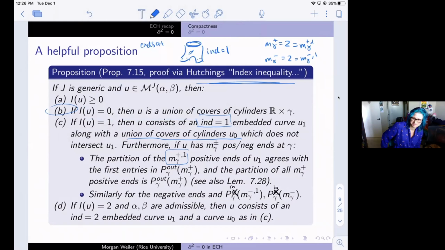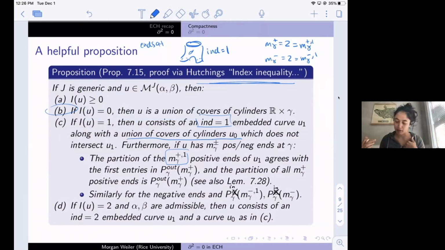Okay, and so if I have an index 2 curve, then I have basically the same thing, but furthermore, an index 2 curve can only end on admissible orbit sets, and U consists of an index 2, Fredholm index 2 embedded curve, and then covers of cylinders, and then the same sort of end conditions hold on the partitions at the ends of the index 2 embedded curve. If you look in gluing 1, this proposition is written in a much cleaner way, but that's because it relies on a definition that I didn't use for this talk. So the upshot is that if I know something about the ECH index, I know something about the ends.